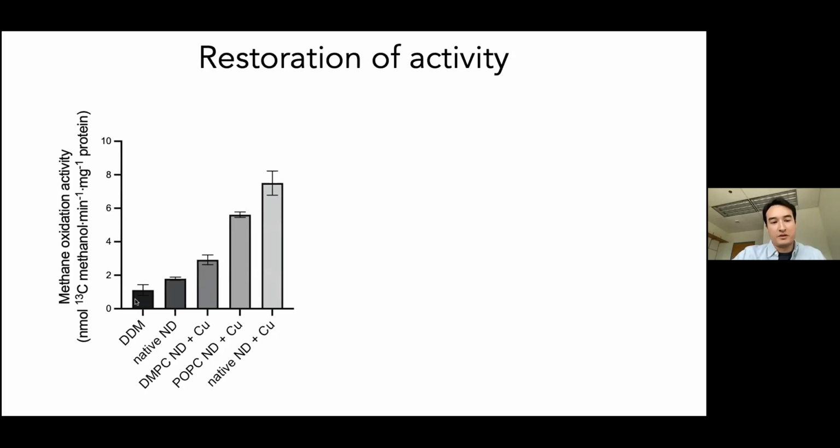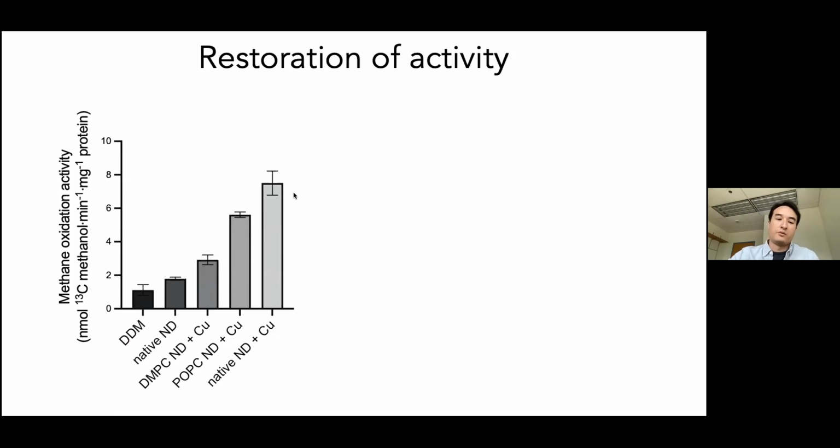Here's where I'll talk about the different lipids that we used for reconstitution. We used both DMPC and POPC, which are common lipids used for nanodisc reconstitution. But we went a step further and actually isolated lipids from the methanotroph organism and fed them back into the reconstitution. We then had nanodiscs in an even more native-like environment, and did see an increase in activity when we did that step.